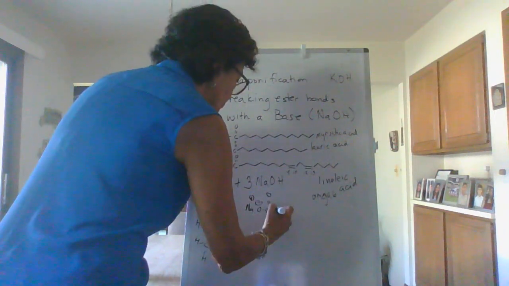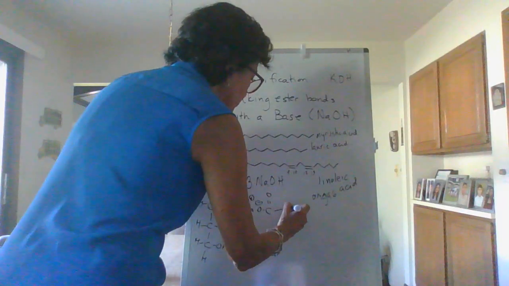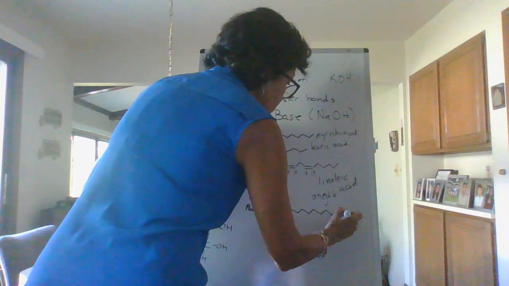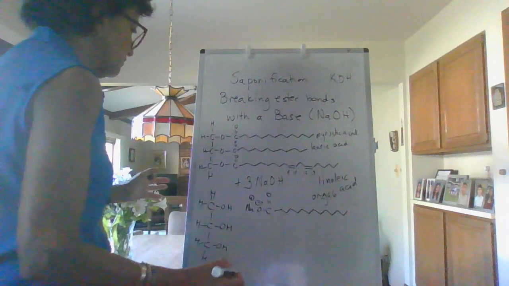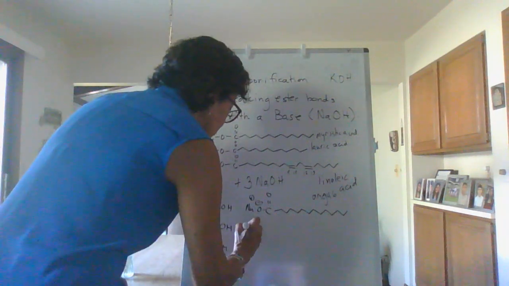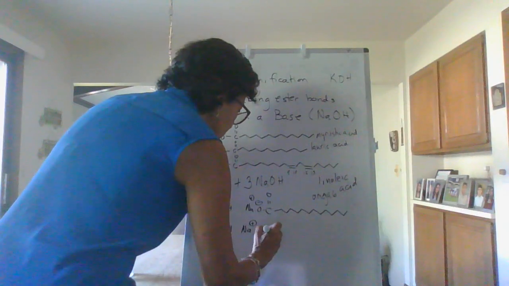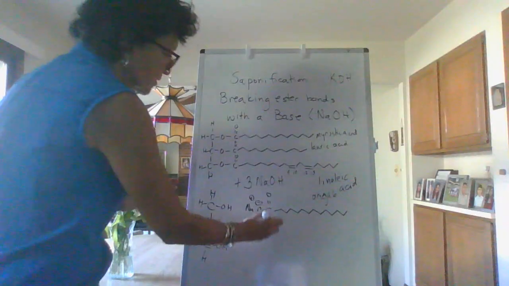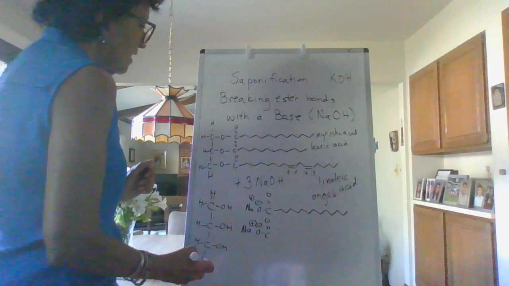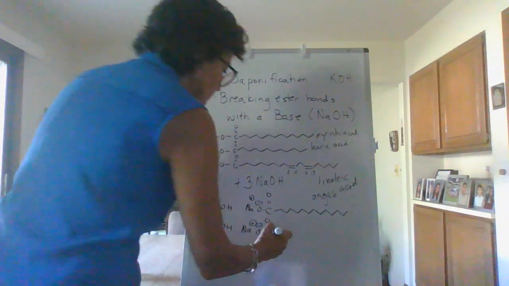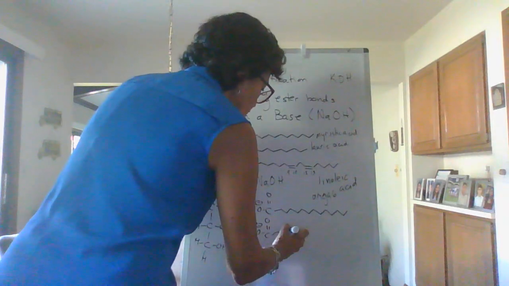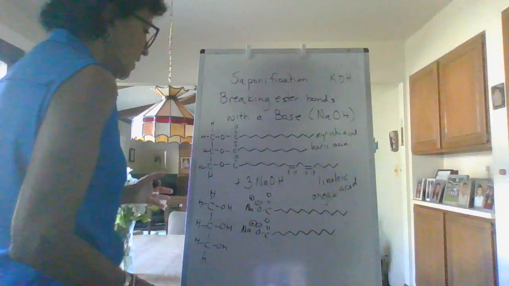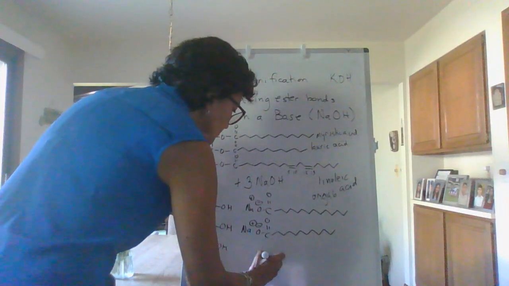So this was myristic acid, so carbon 1, 2, 3, 4, 5, 6, 7, 8, 9, 10, 11, 12, 13, 14. That's your myristic acid. And then the next one, same thing. Sodium ion and the carboxylate ion. Here you have this. And then you're going to have lauric. So carbon 1, 2, 3, 4, 5, 6, 7, 8, 9, 10, 11, 12. And then the last one, same scenario.